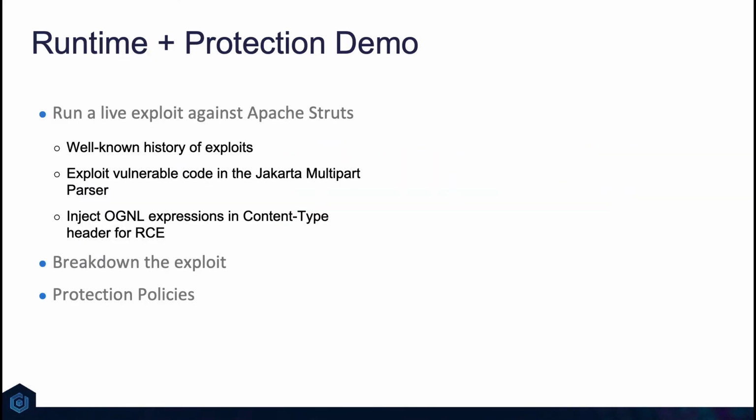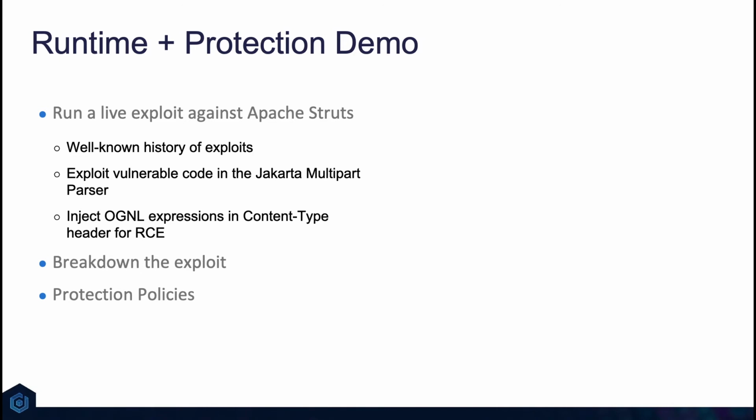To demonstrate the Deepfence runtime and correlation, I'm going to run a live attack against Apache Struts by exploiting vulnerable code in the Jakarta multipart parser. This will allow for remote code execution by injecting Object Graph Navigation Library, or OGNL, expressions into the content type header of an HTTP request. This attack uses the same exploit that caused the Equifax data breach.